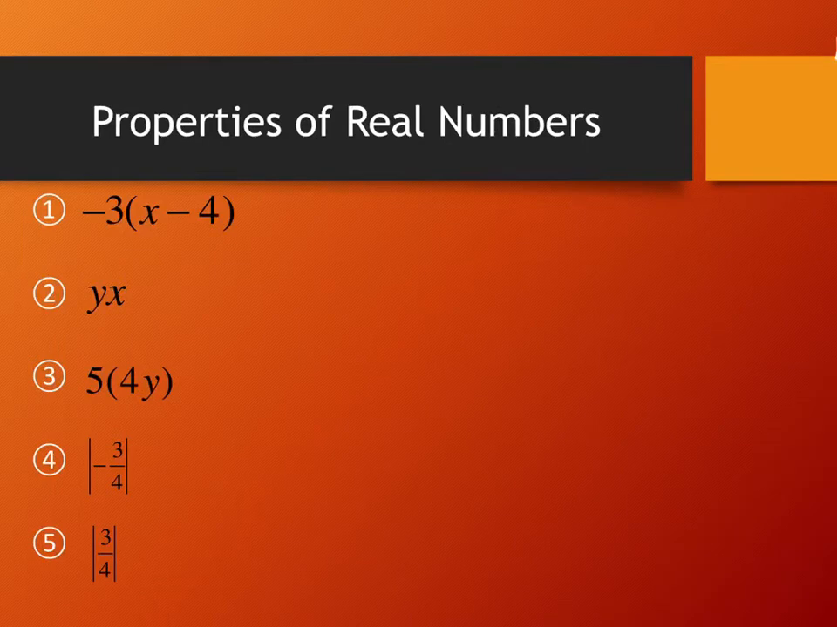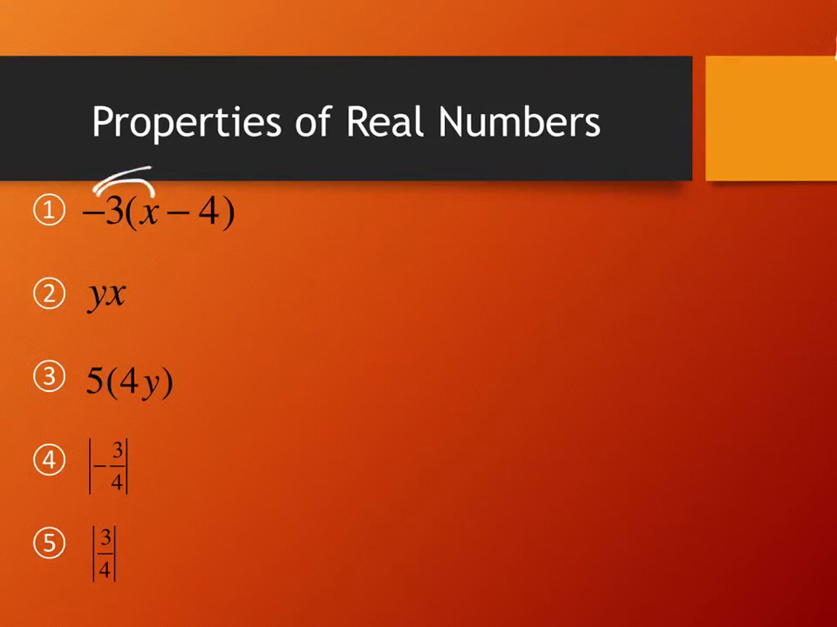There are lots of properties of real numbers. Some of them you're super familiar with. Some of them you're less familiar with, at least in terms of what you call them. You're probably familiar with the fact that you can do these things to them, but maybe not with what you call them. So the first example here is actually an example of the distributive property.